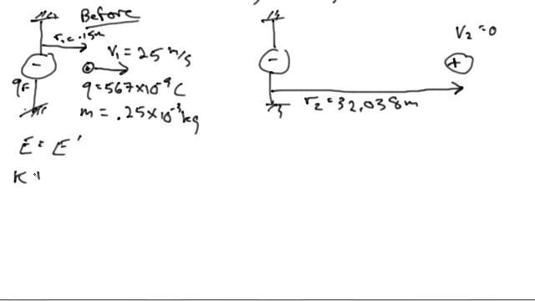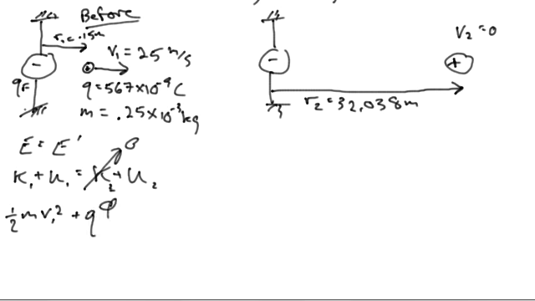So K plus U in the before picture is equal to K plus U in the after picture. I'm using 1s and 2s over here. Kinetic energy in the after picture is 0, and in the before picture it's 1/2 m v1 squared. And it's the charge of the victim, the Q, times whatever the electric potential is at its location in space, and that's equal to Q phi 2. This would be phi 1.